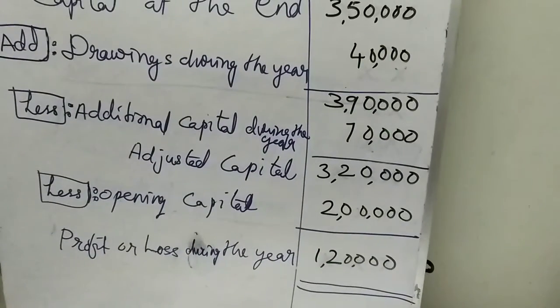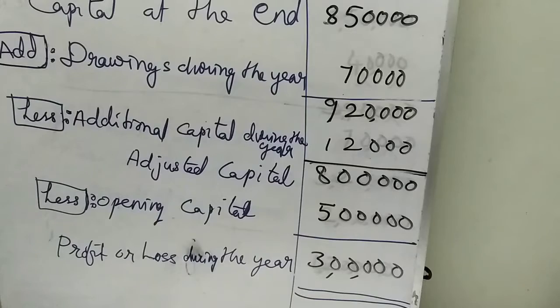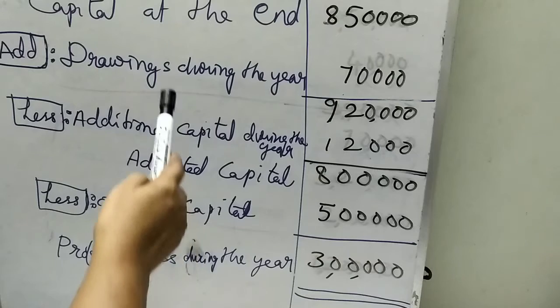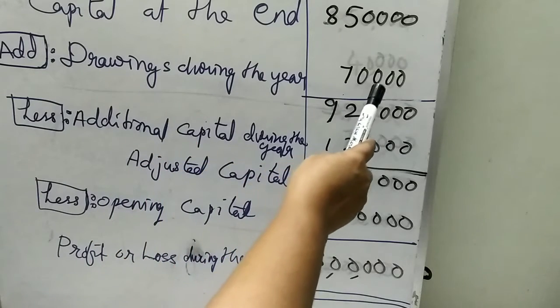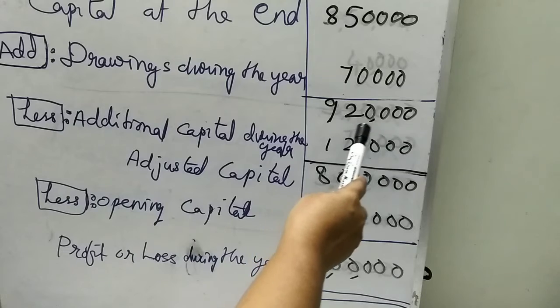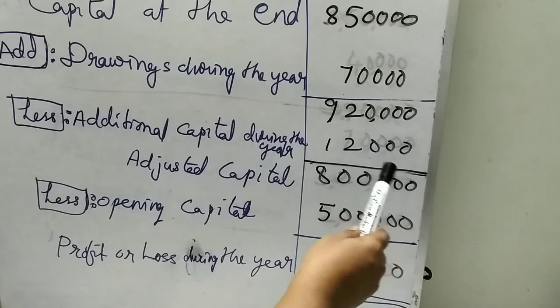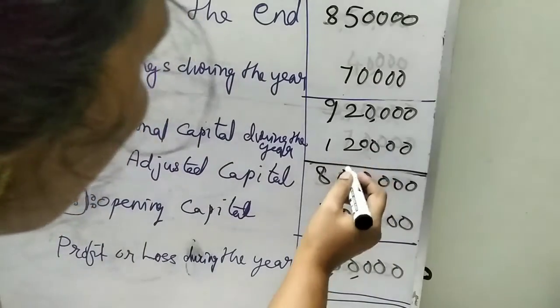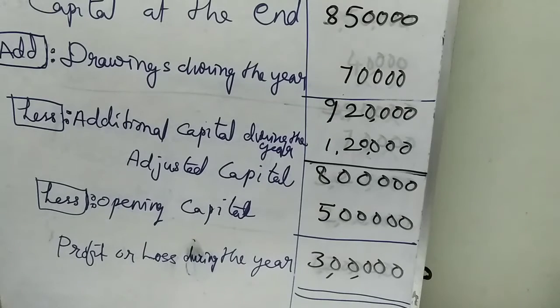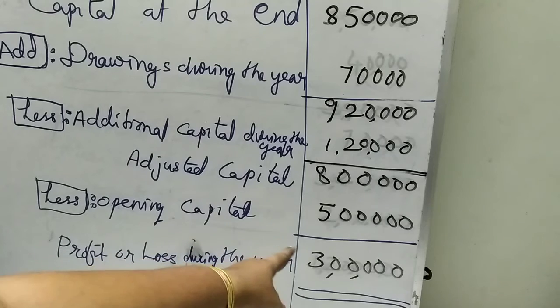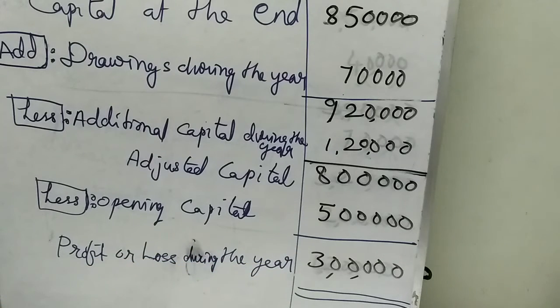See the board. The ending capital is 8,50,000. Then drawings during the year 70,000. Add these two, so you will get 9,20,000. Then less additional capital, that is 1,20,000. If you subtract that one, you will get 8 lakhs. Then less opening capital. Opening capital is 5 lakh given in the question. So you will get 3 lakh. So this is the profit during the year.